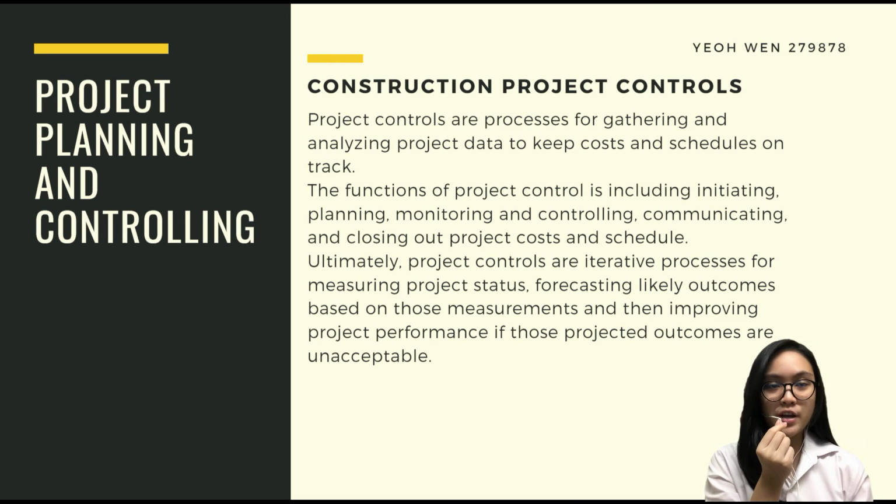Next, what are project controls? Project controls are processes for gathering and analyzing project data to keep costs and schedules on track. The functions of project controls include initiating, planning, monitoring and controlling, communicating, and closing out the project costs and schedule. Ultimately, project controls are iterative processes for measuring project status, forecasting unlikely outcomes based on the measurements, and then improving project performance if those projected outcomes are unacceptable.